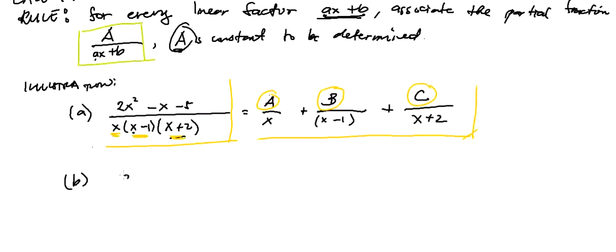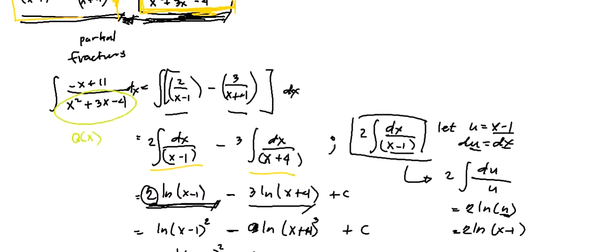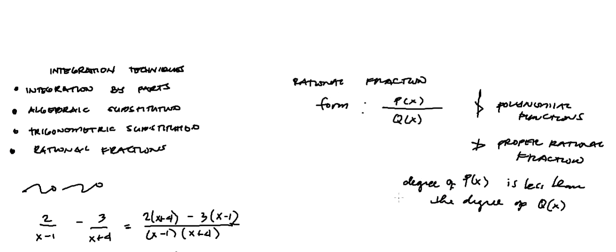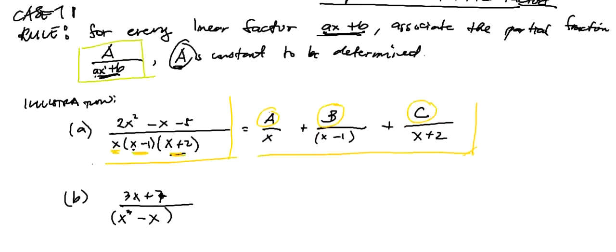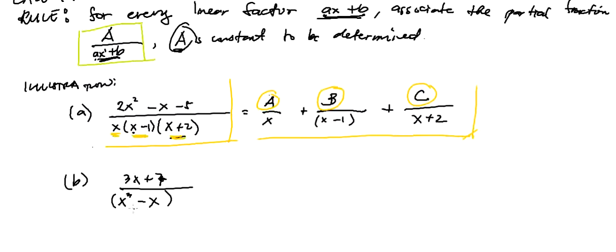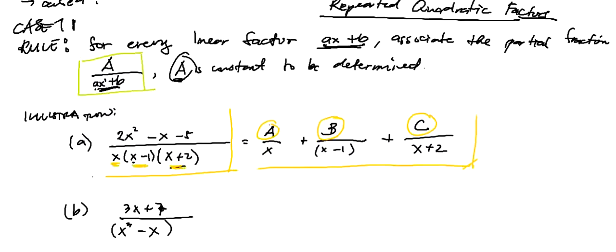Another illustration: say we have (3x plus 7) all over x cubed minus x. But this time, as you can see, it is not in the form ax plus b, because we need an x that is only raised to 1. That's why it is said here that the degree of the numerator must be less than the degree of the denominator. If not, we need to do some modifications in order to apply our rule.